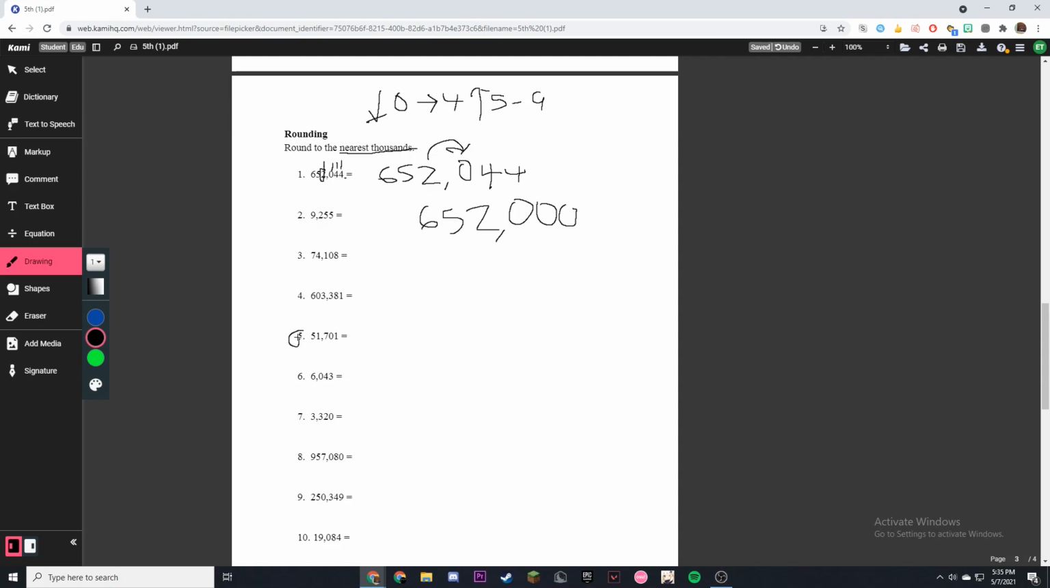For number 5, we have the number 51,701. The thousands place is the fourth one from the right, so that's 1, 2, 3, 4. So we're looking at the 1 and looking at the number to the right, which is 7. 7 is between 5 and 9, so we round this number up. The 1 becomes a 2, and then everything else on the right will become 0. So our final number for number 5 is 52,000.